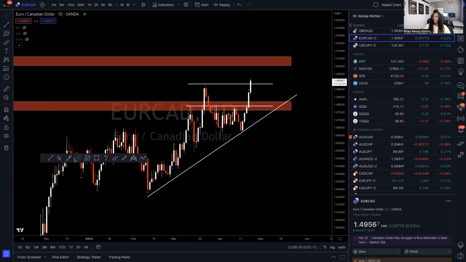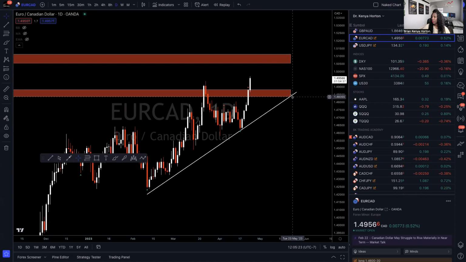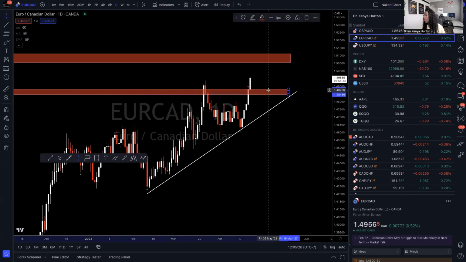So in my opinion, and this is all a personal opinion, there's no right or wrong, but I look for very strong areas of support when I want to buy in the market. So I think that the market is going to come back to about right here and bounce temporarily from this area. So this would be 1.4876 or so. I would say set an alert here, and you could look for some type of bullish confirmation.